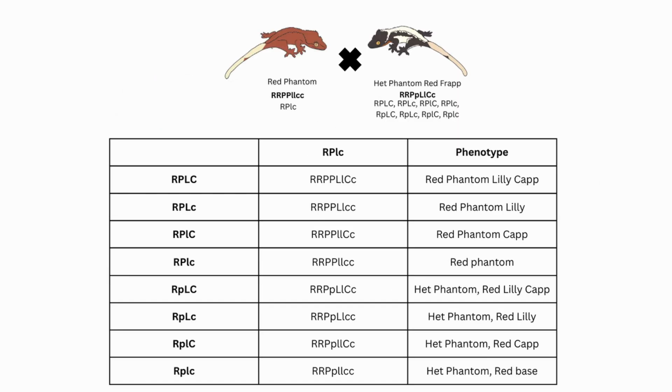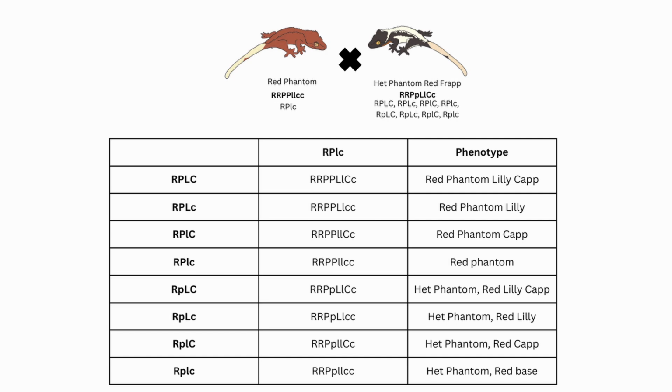Now we're going to write down all these possible combinations, the ones from one parent on top and the ones from the other parent at the left or right of the table. I usually do the left because it's easier for me. And then we match the possible combinations to get a full genotype. Then I did another table to the right to write down the phenotype, which is what the crested gecko is going to look like with that genotype.